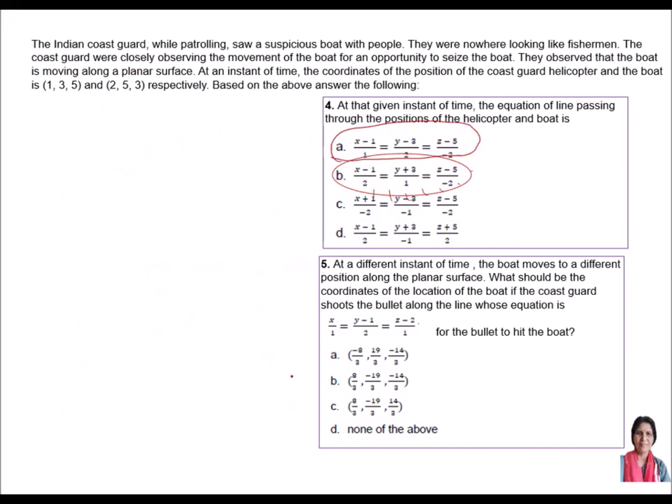Now coming to fifth part. At a different instant of time, the boat moves to a different position along the planar surface. What should be the coordinates of the location of the boat if the coast guard shoots the bullet along the line? The equation of a line is given: x minus 1 is equal to y minus 1 upon 2 is equal to z minus 2 upon 1, for the bullet to hit the boat. These possible points are given.